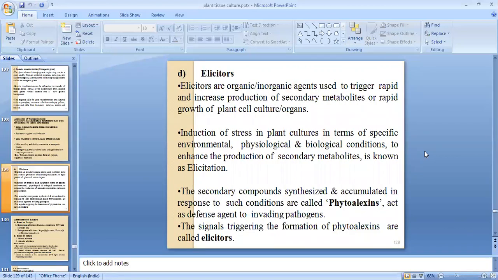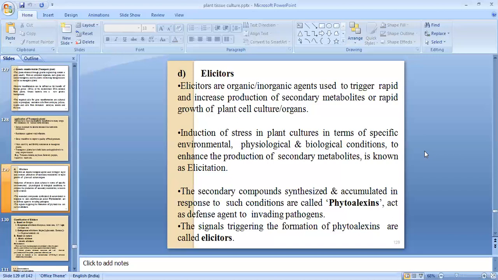The next one is the production of secondary metabolites or wanted traits by elicitors. You should know what you mean by an elicitor. An elicitor is any substance, an organic substance or an inorganic agent, which is used to trigger or stimulate the rapid and increased production of secondary metabolites, or sometimes the rapid growth of plant cell cultures or organs. That is called an elicitor.